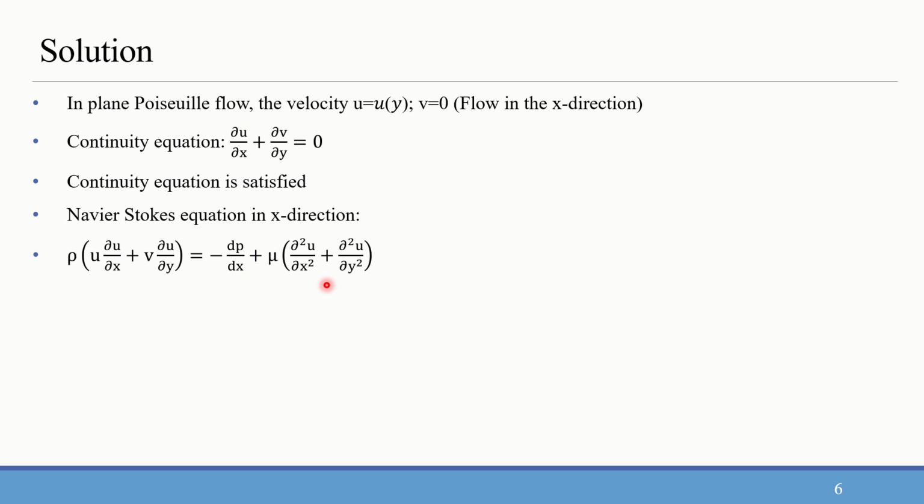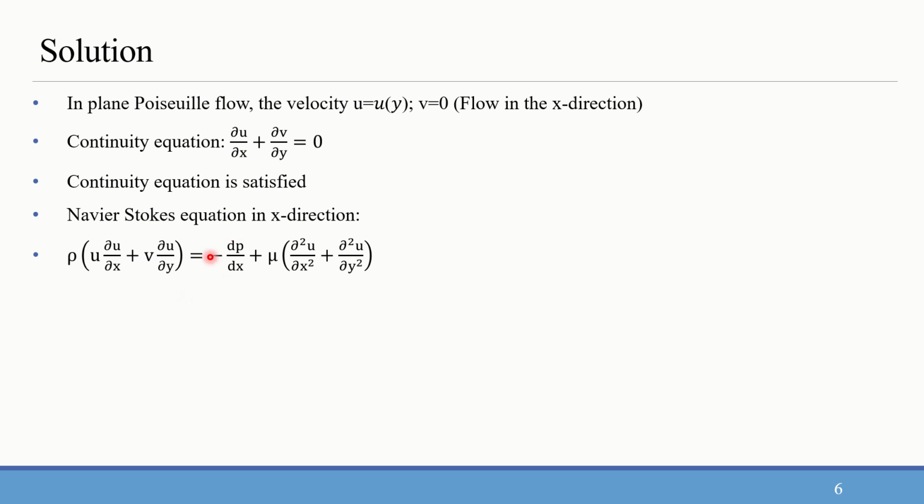So if u is a function of y, dou u by dou x will be 0. Here v will be 0, dou u by dou y will not be 0. So basically the left hand side entirely becomes 0. 0 equal to minus of dp by dx.